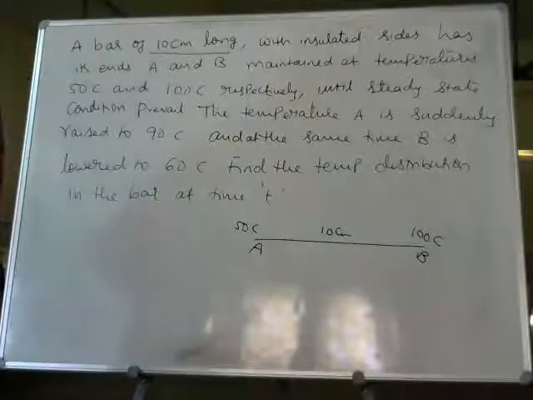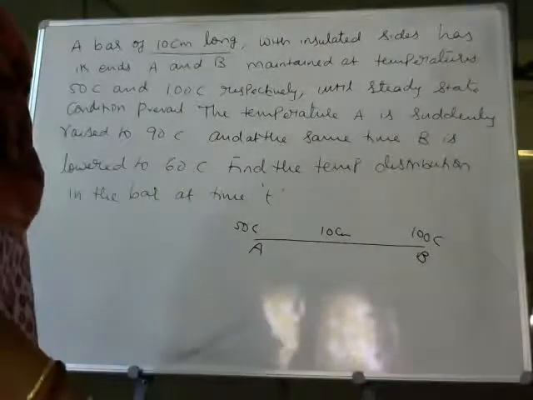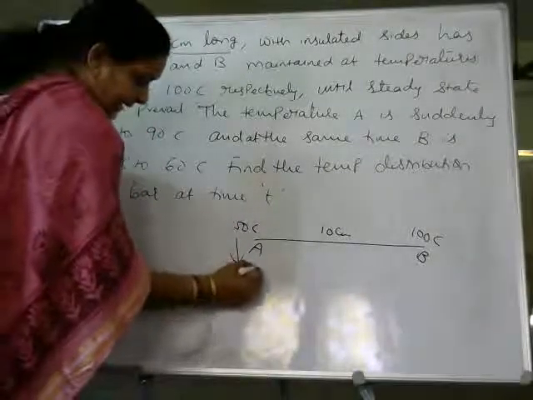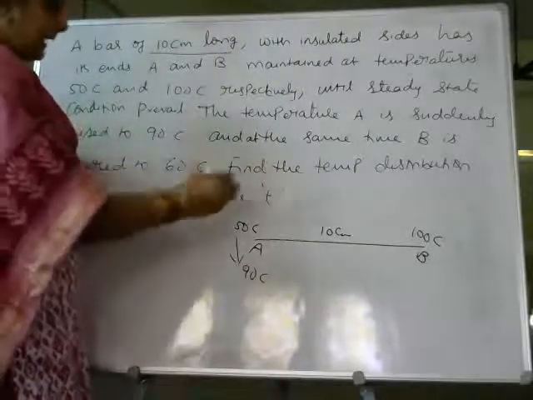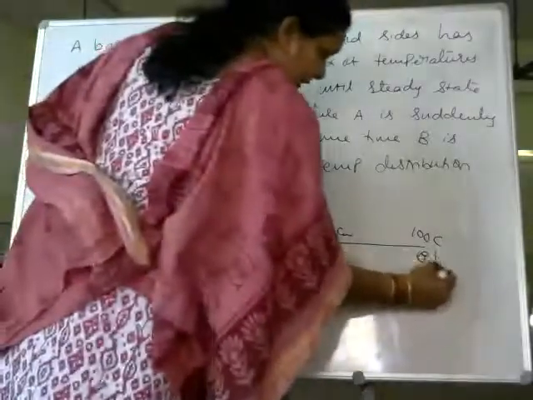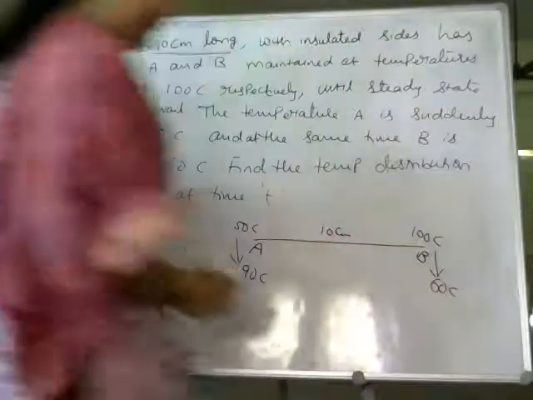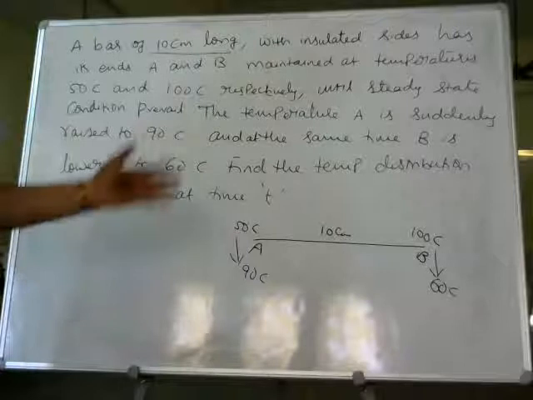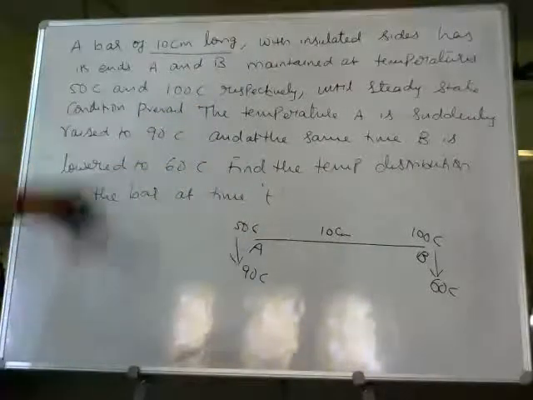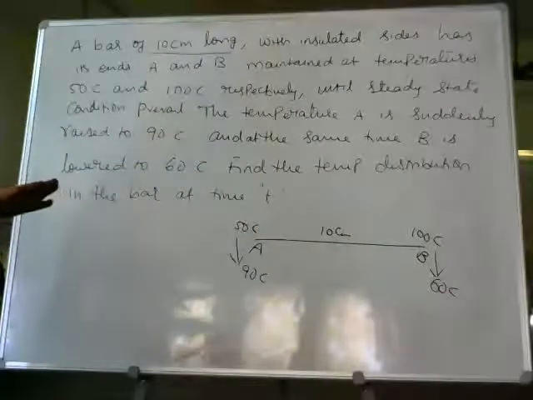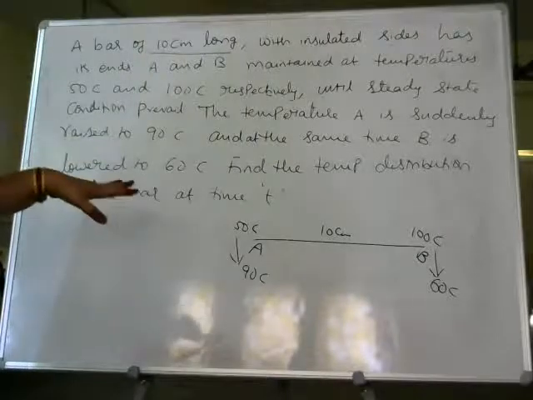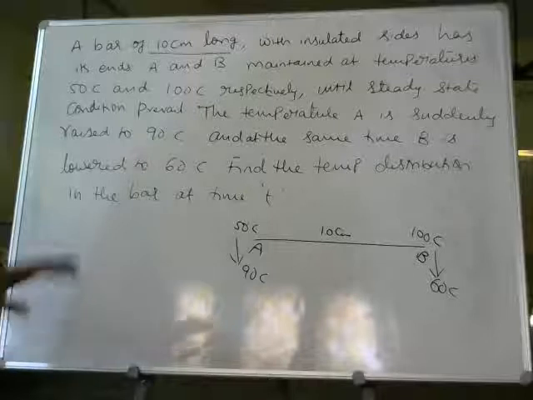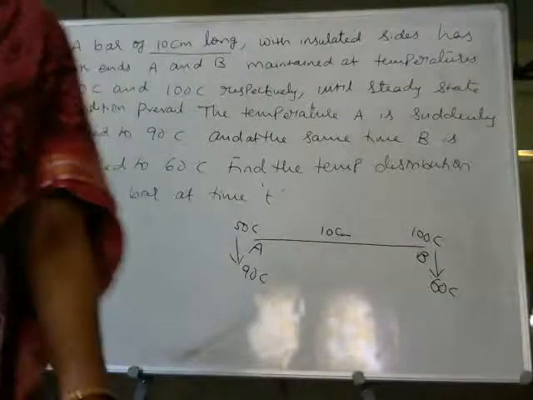Next, what is happening? The temperature at A is suddenly raised to 90 degrees. And at the same time, the temperature at B is changed to 60 degrees. Then it is kept still. So in this process, we are asked to find out the temperature distribution. First, you have to understand what actually we are having originally.